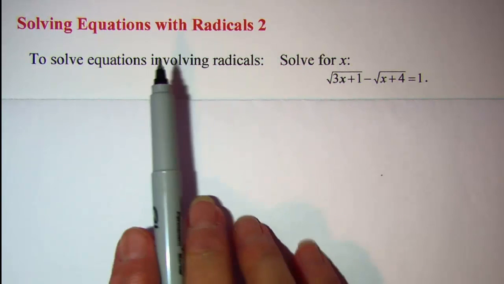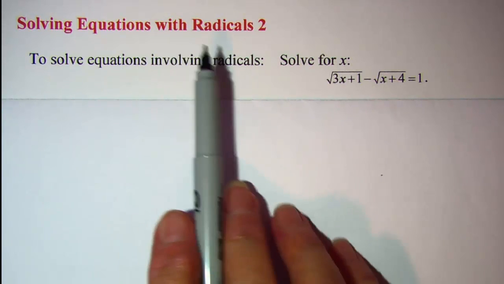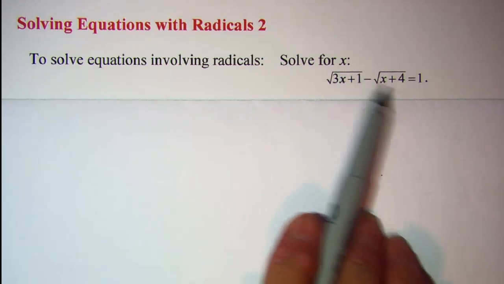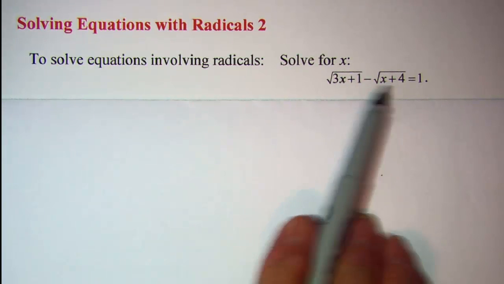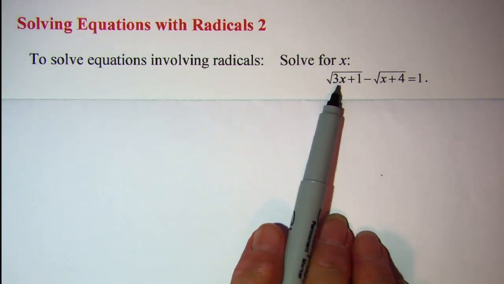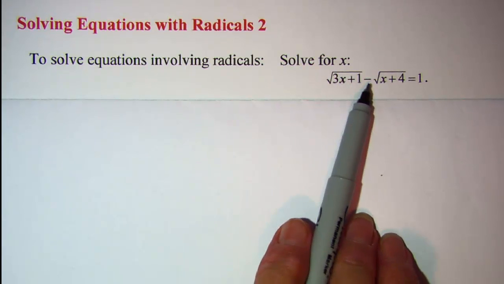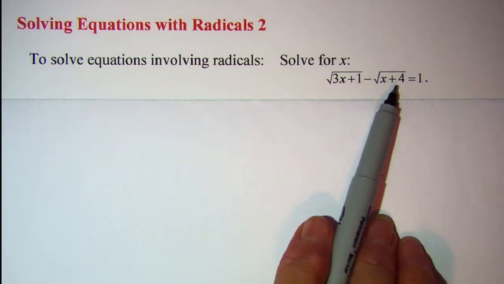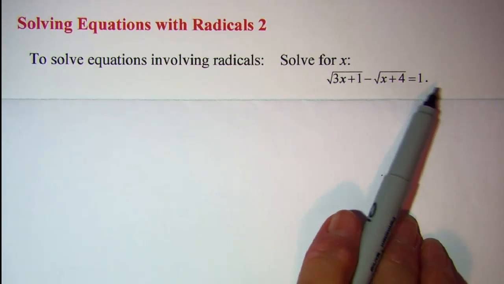In this video, we'll be solving an equation that contains two radicals. The equation we'll be solving is the square root of 3x plus 1 subtract the square root of x plus 4 is equal to 1.